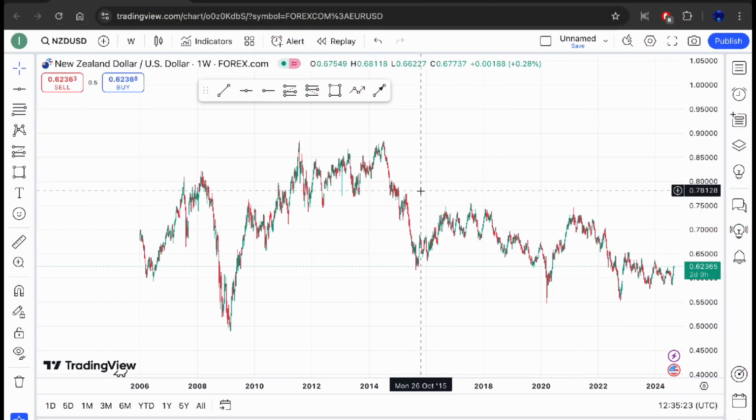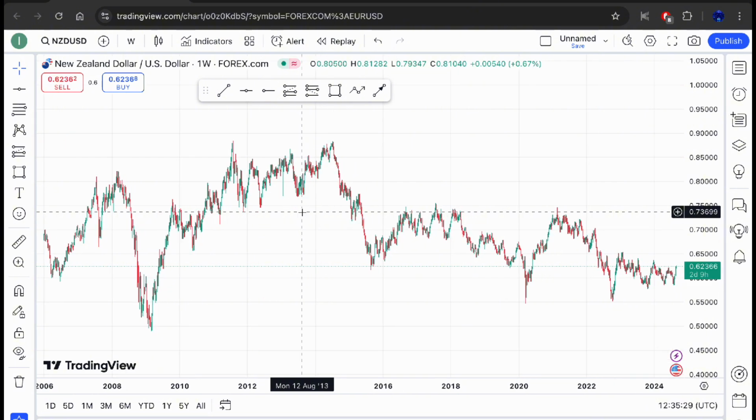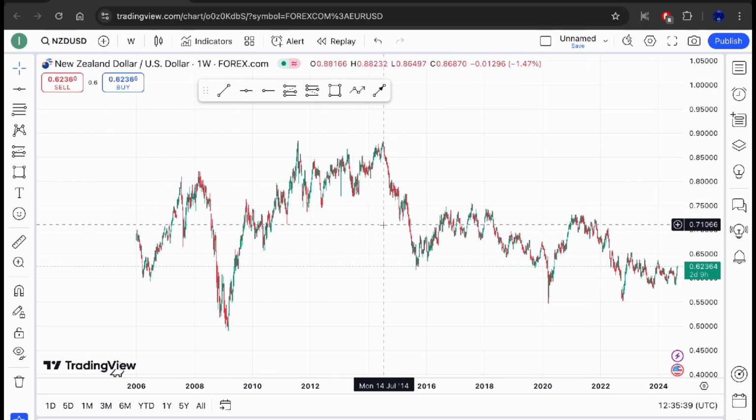Without any further ado, let's get straight into the chart. The first thing you have to know when you just open the forex chart is that you have to be able to identify key zones. Some people call it key zones, some people call it key levels, some people call it support and resistance levels, things like that. But basically you have to identify the levels in which price respected before in the past.